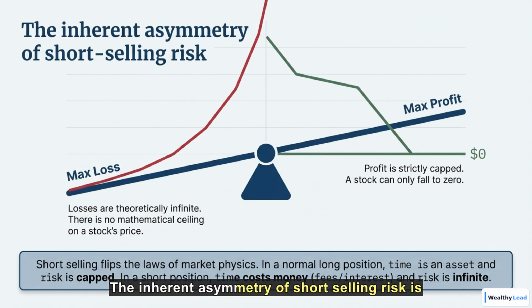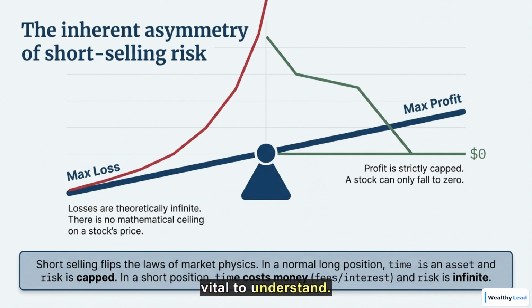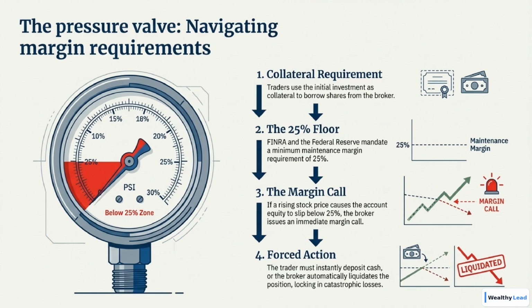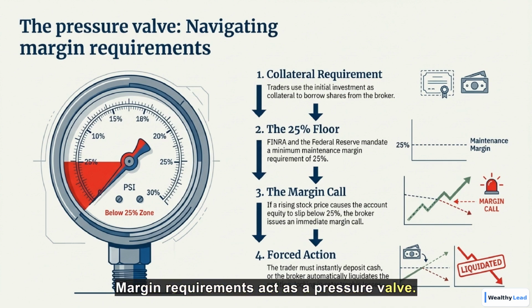The inherent asymmetry of short selling risk is vital to understand. Max profit is capped as a stock can only fall to zero, but losses are theoretically infinite, flipping the laws of market physics. Margin requirements act as a pressure valve. Traders use collateral to borrow shares. If the account equity falls below the 25% maintenance margin, a margin call is issued, potentially leading to forced liquidation.